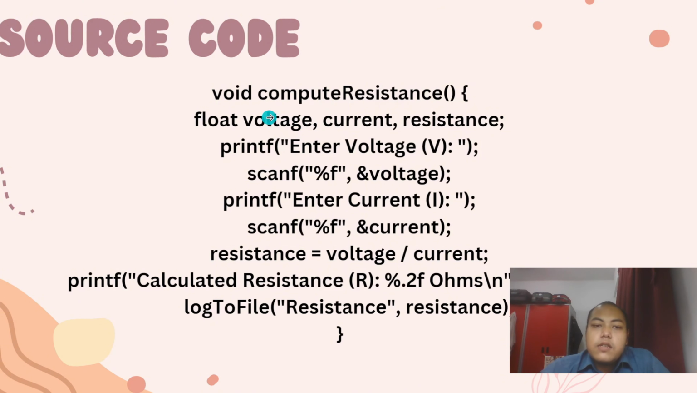So the second one, which is the second option, is the void compute resistance. Similarly for option 2, the program calculates resistance using the formula resistance equals voltage over current. It takes voltage and current as inputs, divides them, and prints the result.